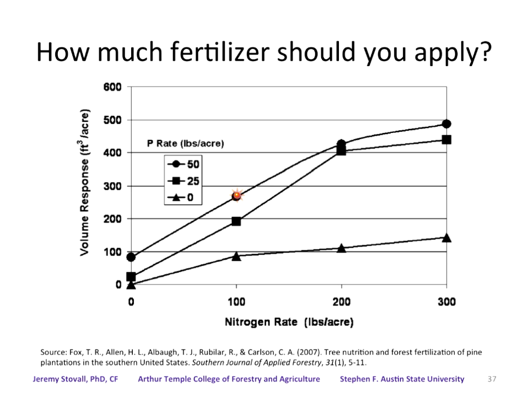These are all mid-rotation applications. So here's 200 pounds per acre of nitrogen with no phosphorus, 25 pounds phosphorus, 50 pounds phosphorus. And what you're seeing on the y-axis here is volume growth response in cubic feet of wood per acre. And so what they looked at with this data was, what rates should we apply? And what you'll notice, see how you have this nice steep linear line here from 0 to 100 pounds? So, we got a huge growth response there.